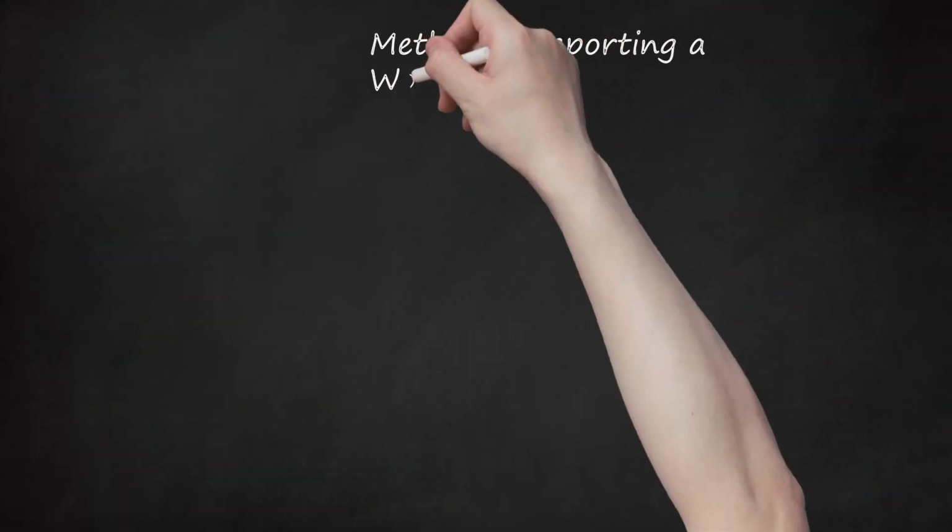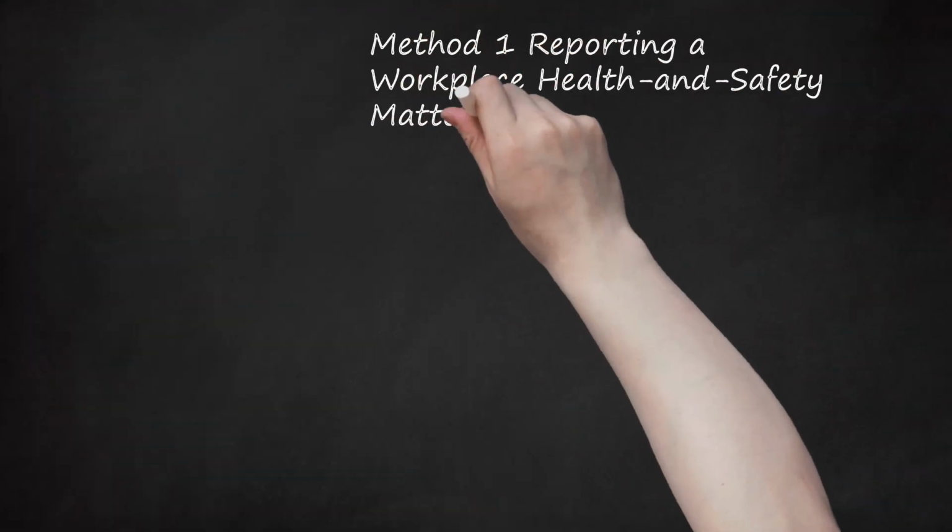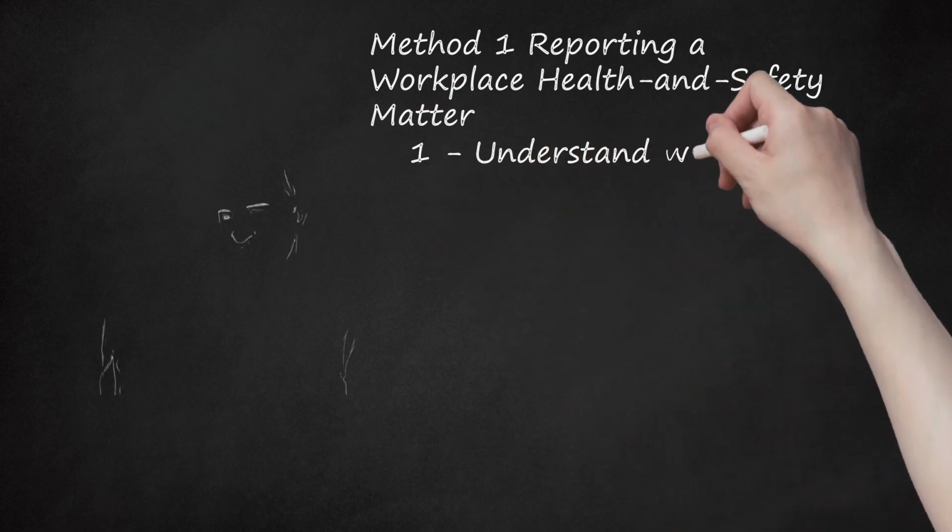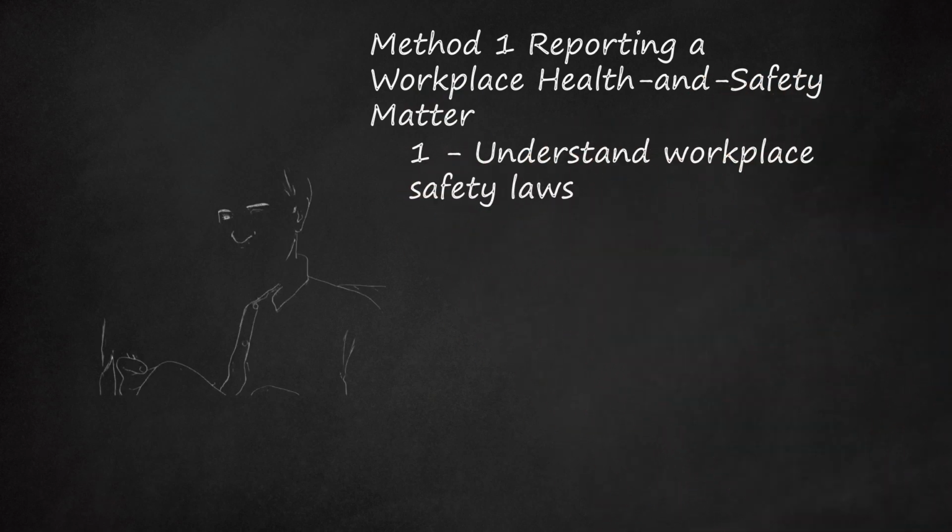Method 1. Reporting a workplace health and safety matter. 1. Understand workplace safety laws. State and federal law is written to protect workers from occupational and health hazards.